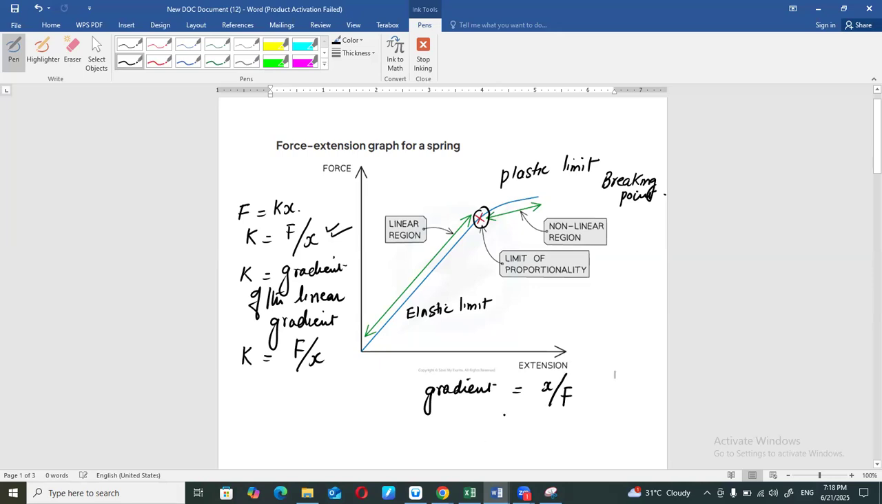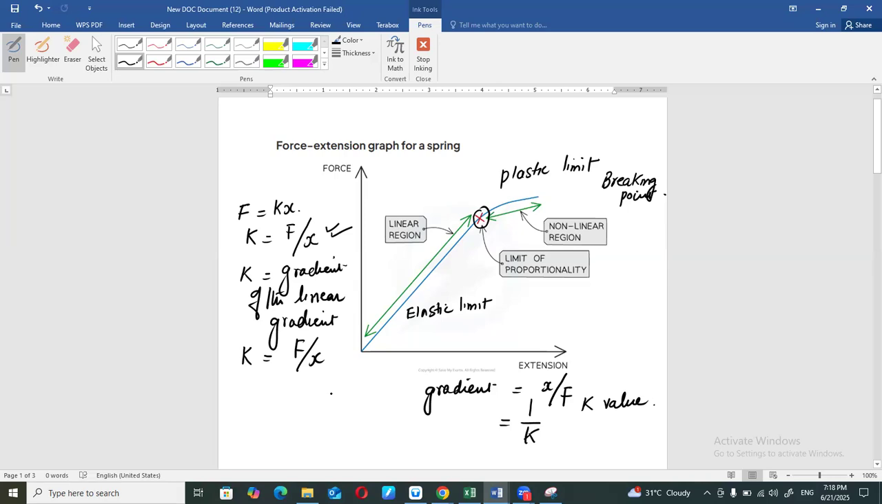So technically speaking, in that case, you actually found out the gradient, and that gradient will give you 1 upon K value. So whatever value comes up, you have to invert that value to get the K value, right? This is what the graph is all about.